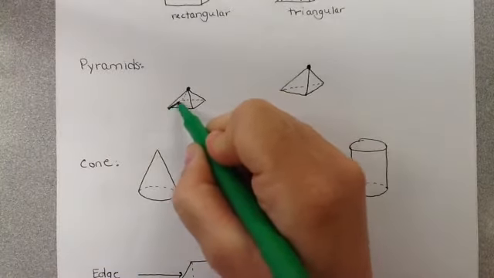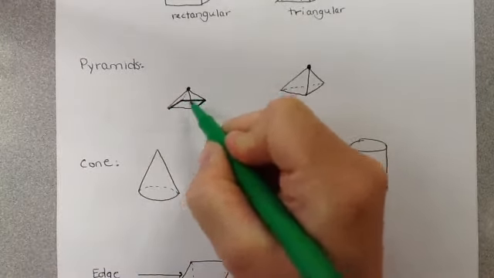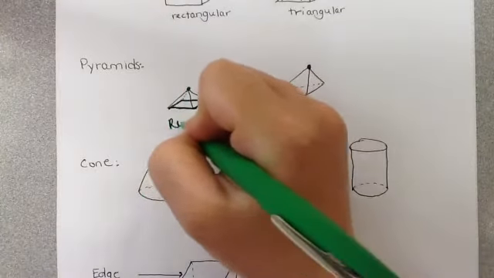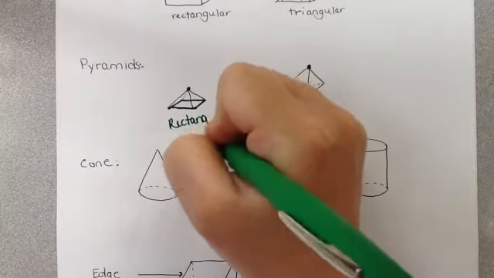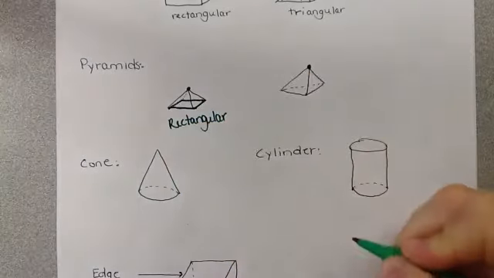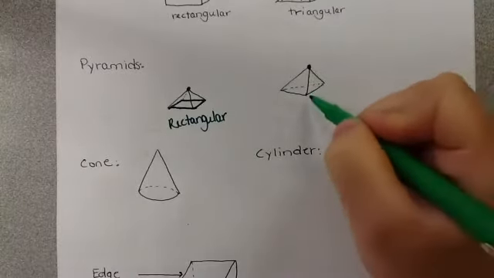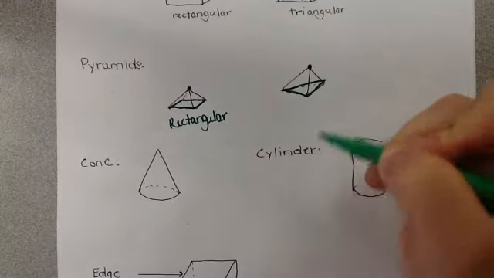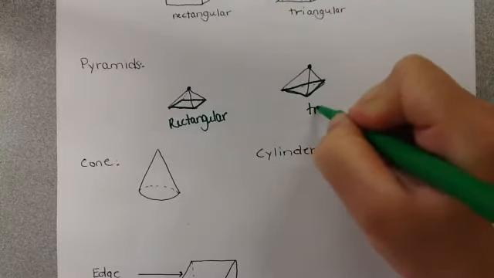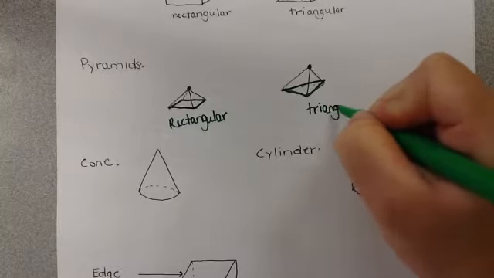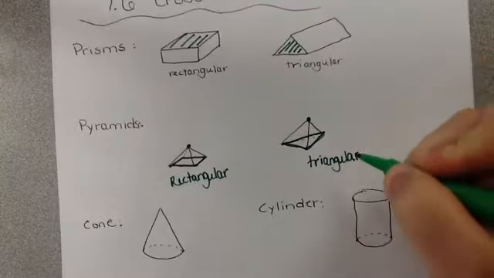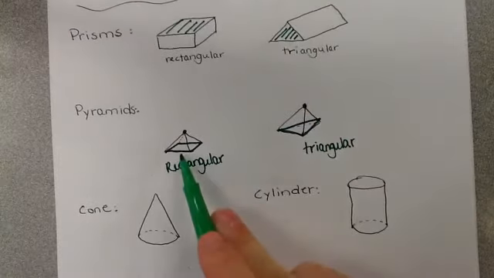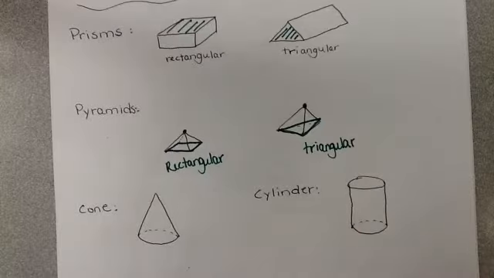The first one, the shape of the base is a what? Rectangle. So this is a rectangular pyramid. And this one, what is the shape of the base? A triangle, so this is a triangular pyramid. So the difference is pyramids come to a point at the top, prisms do not. The base determines what type of pyramid it is.